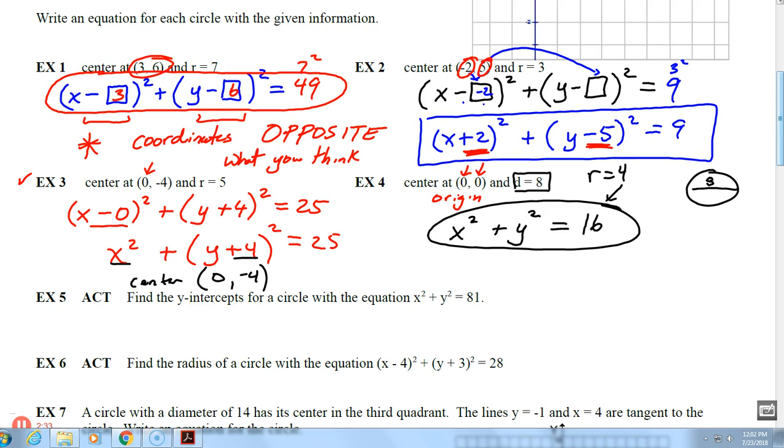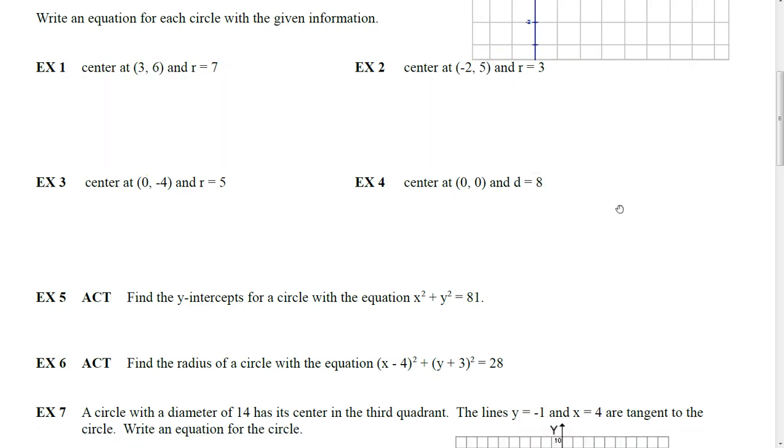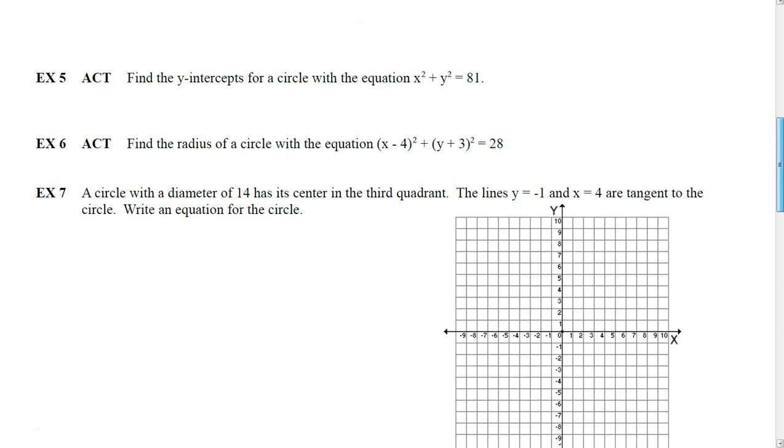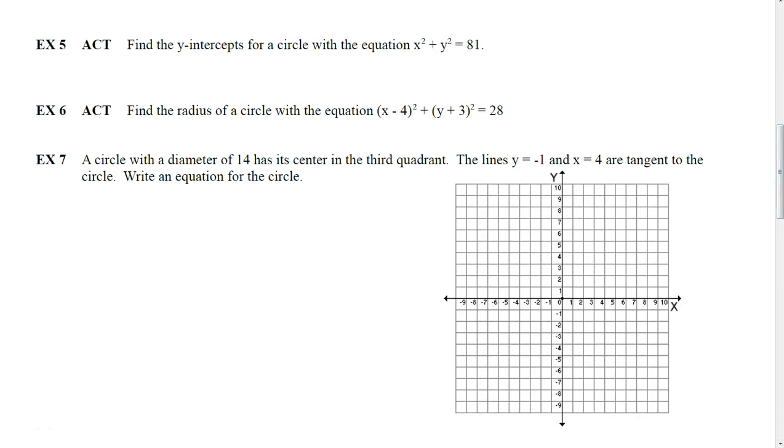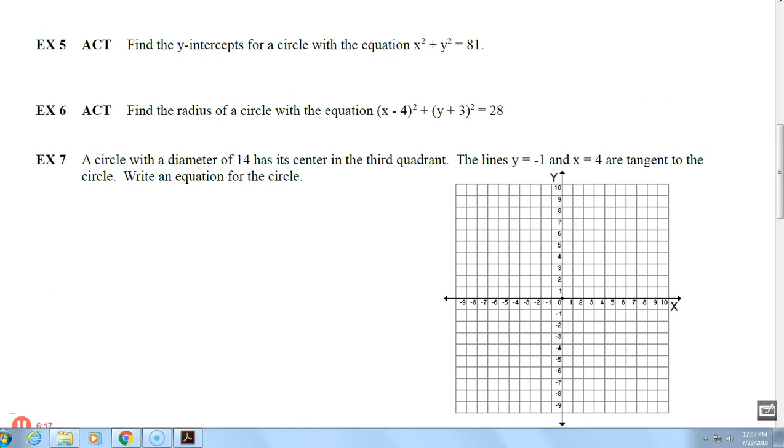All right, the next couple were ACT examples. These are a little bit above and beyond what's in the homework, but for standardized testing, I thought I'd throw them in here. So let me kind of zip through these.